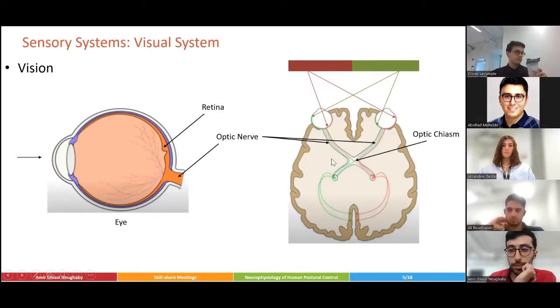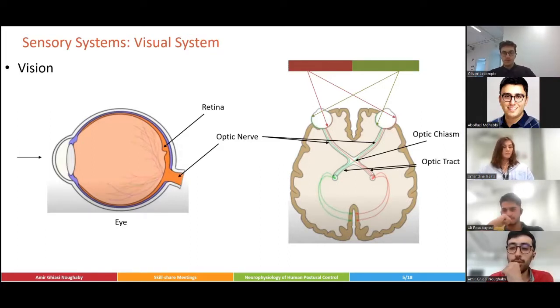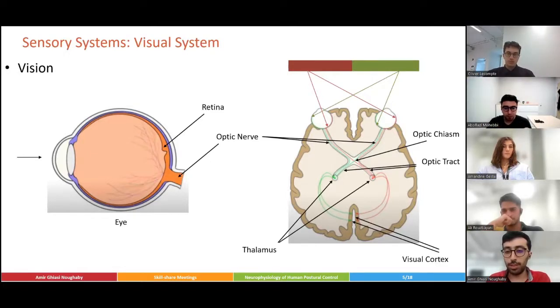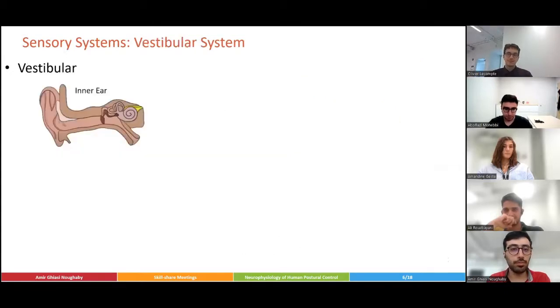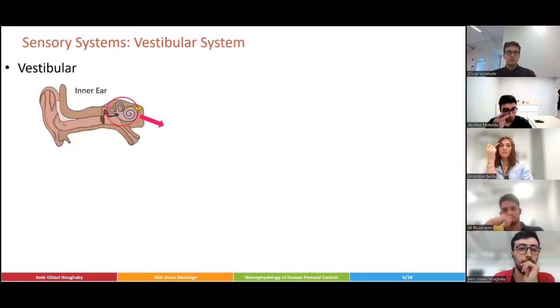After passing the optic chiasm, we have the signals in the optic tract, which is a part of the central nervous system. And after passing the thalamus, we reach the visual cortex that is sensing the visual signals. But for the vestibular system, which provides information regarding the linear and rotational movement and velocities of the head and human body, the main part of the vestibular system is the inner ear.